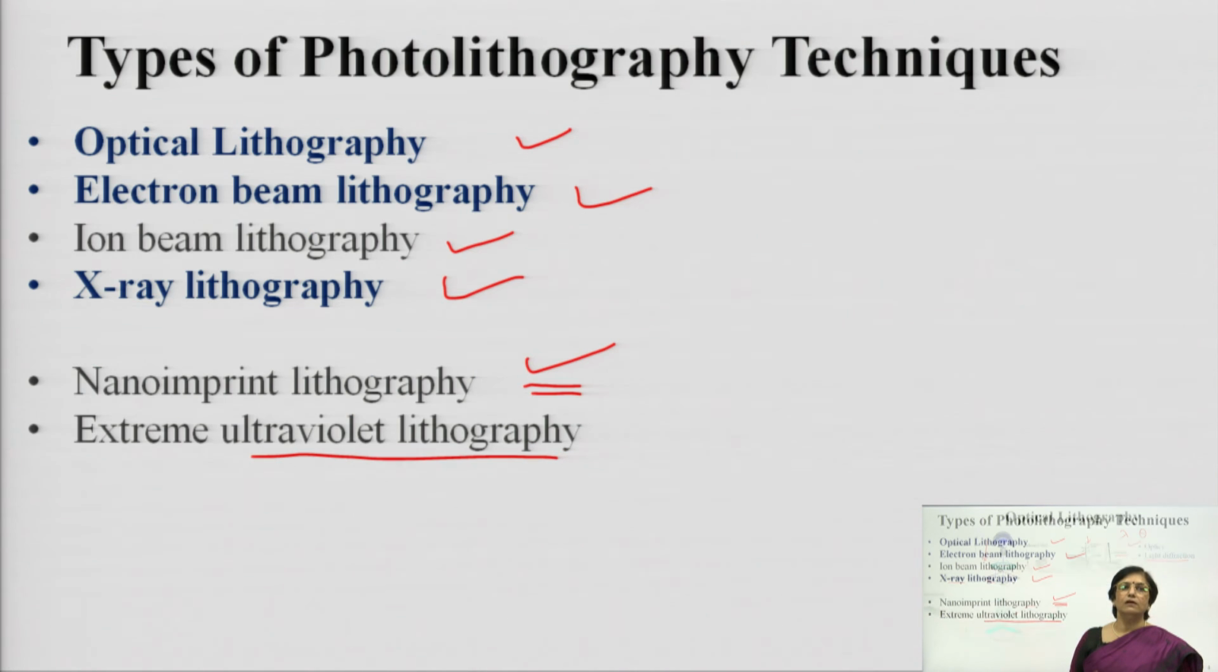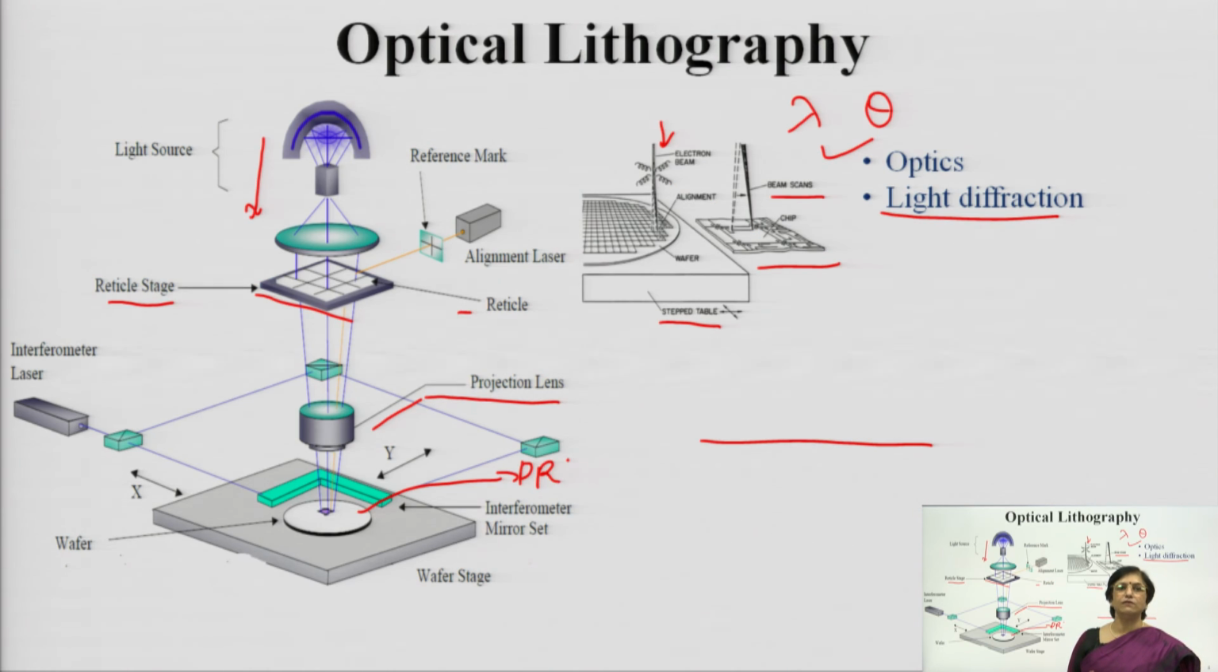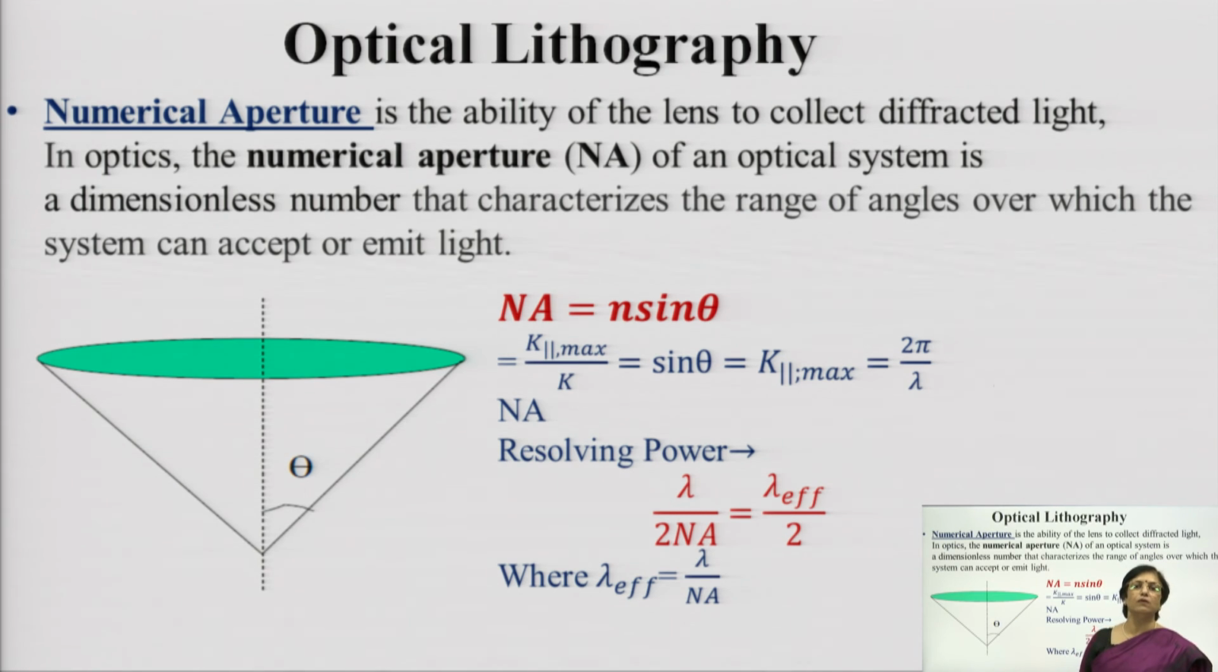So, these are the basic things which are happening. This is how the system is working. Now, what are the key features which are to be taken into account? I told you, first is the numerical aperture. Now, what is this numerical aperture?